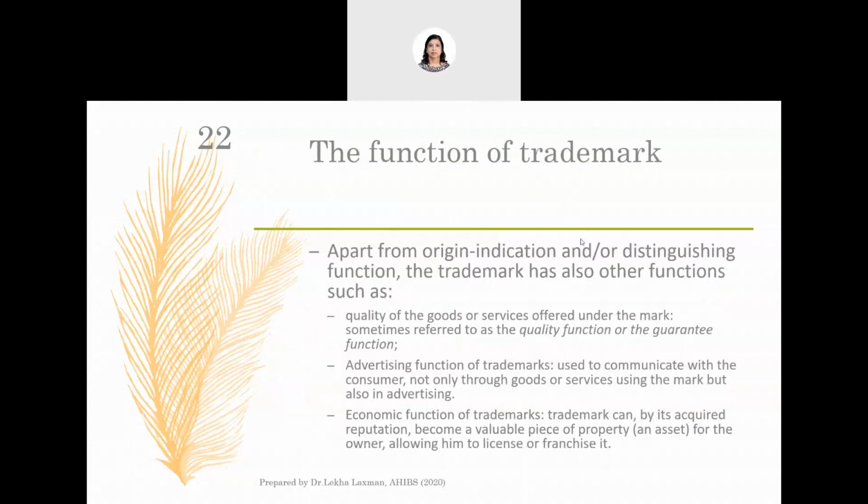So apart from origin and distinguishing function, the trademark also has other functions such as the quality or guarantee function, right? It also has an advertising function and also an economic function, as I've explained earlier, right? If it's got economic function, it usually means that it has become a valuable asset, which now the owner can use to either license that particular trademark or franchise it.